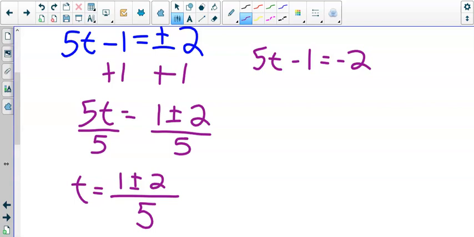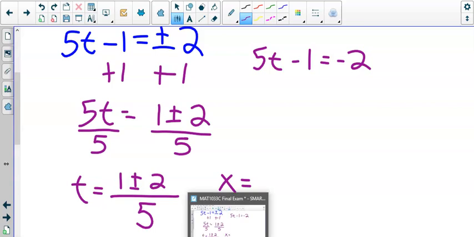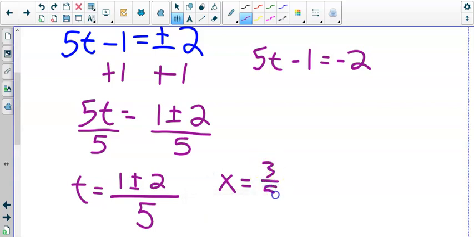So what is 1 plus 2? 3. And if that's over 5, does that reduce? No. So one of your answers is 3 over 5, because 1 plus 2 is 3, and 3 over 5 does not reduce. What's 1 minus 2? Negative 1. Does a negative 1 over 5 reduce? No. So there are your 2 answers: a positive 3/5 and a negative 1/5.